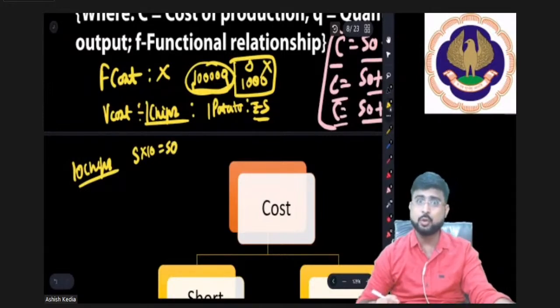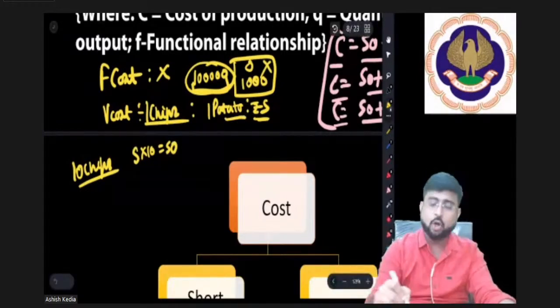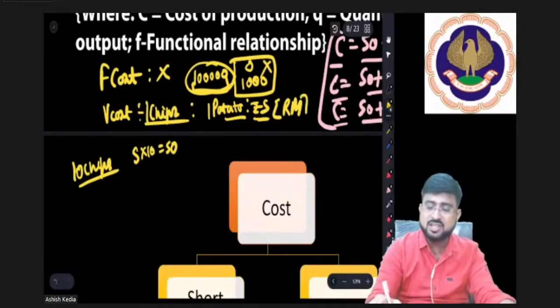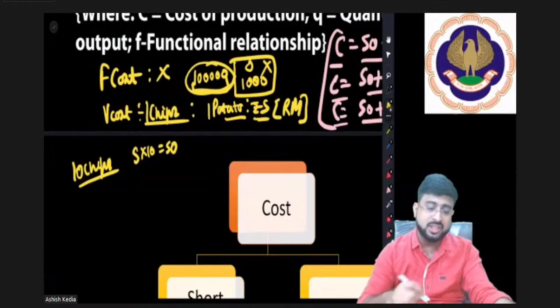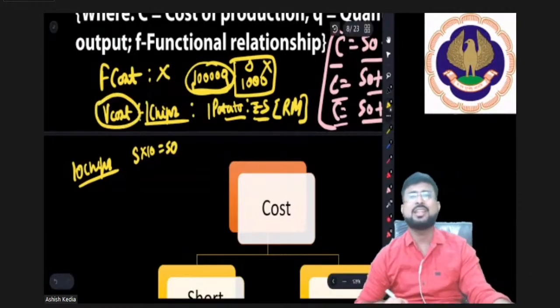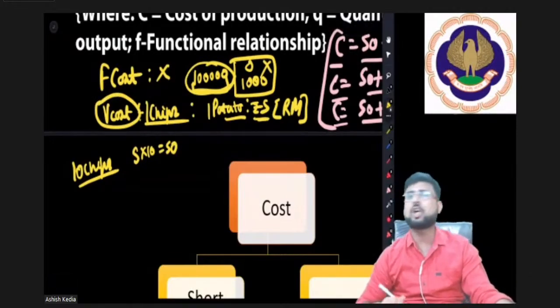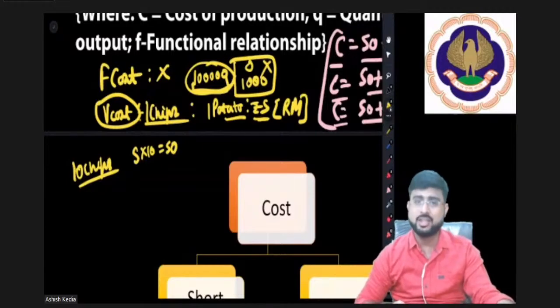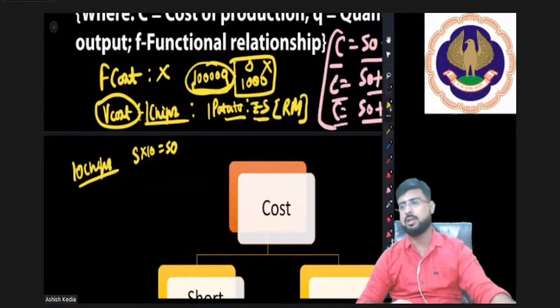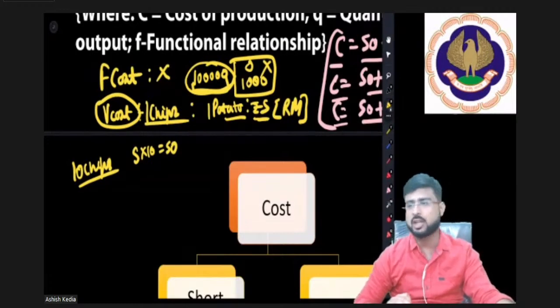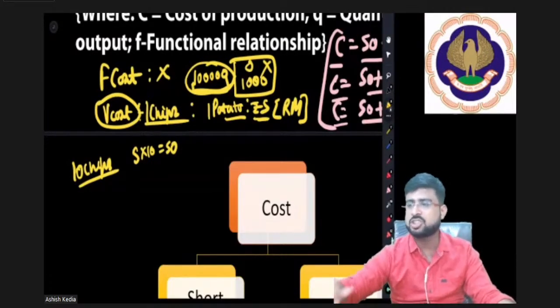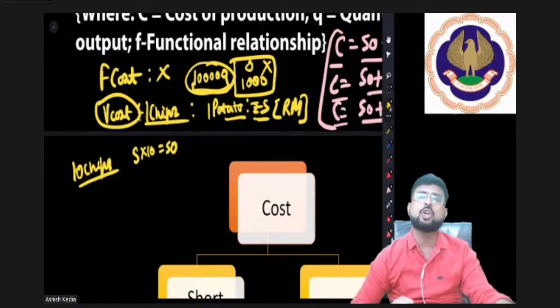Now you see, this potato cost, or the raw material cost, is changing with the output level. More the output, more the cost. That is called variable cost. It changes with the output level. Fixed cost doesn't change with the output level. Variable cost changes with the output level.